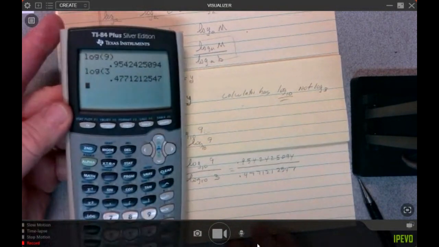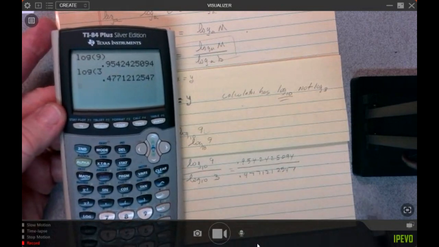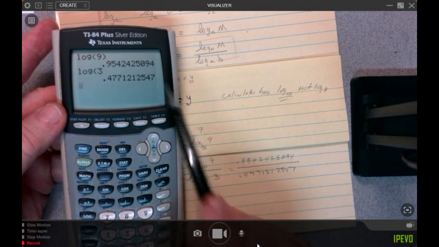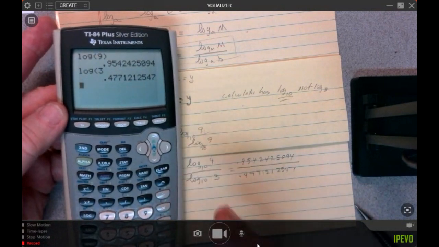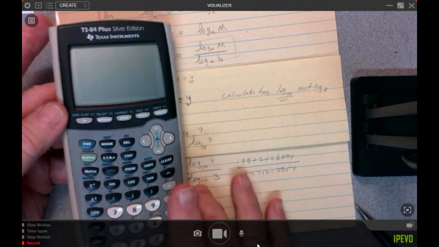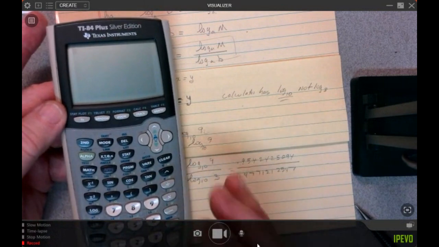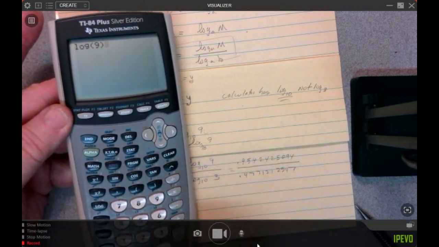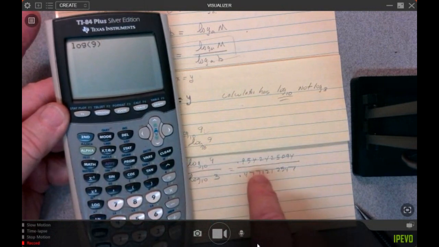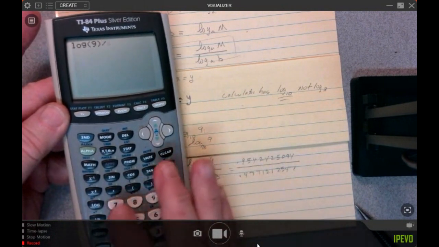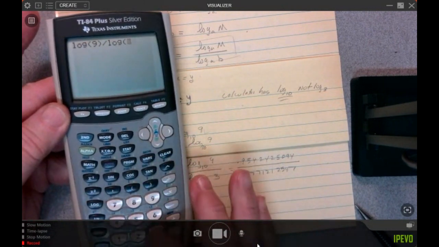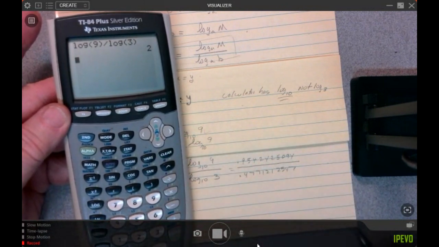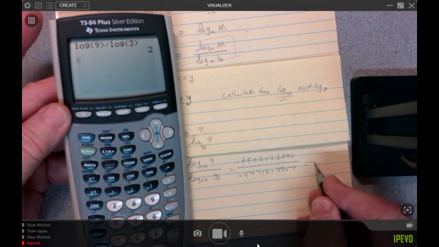Now, let me just tell you that with logarithms, because of the non-terminating, non-repeating decimal nature of the problems, you're going to be happier if you just realize that your happy step is to take log base 10 of 9, which is a number, and divide it by log base 10 of 3, which is also a number, and get 2. Well, I'll be darned. We got 2.